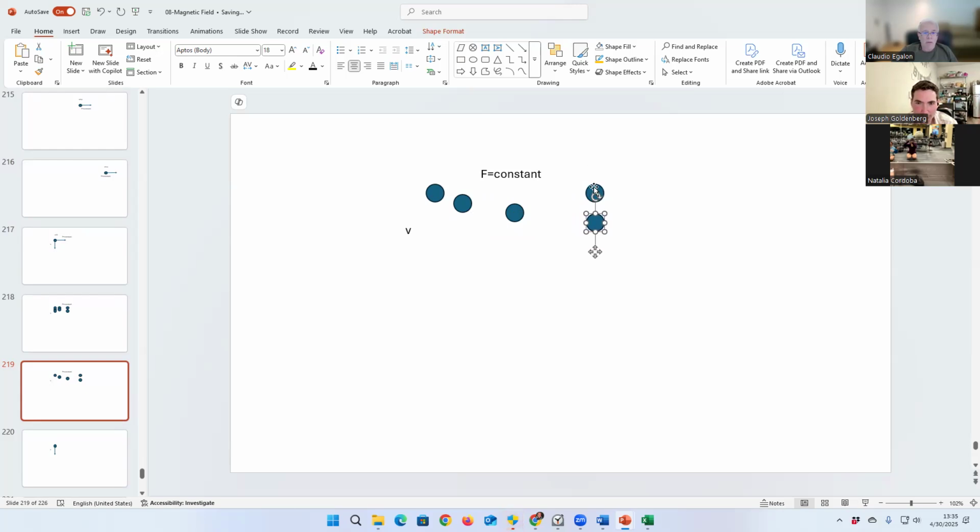Because the force is constant to the right, you get this type of pattern, this type of path, over time. Now, what happens if the force is not constant? What happens if the force keeps on changing direction as the particle is moving? Every time that charge moves, the force is going to change direction, right?